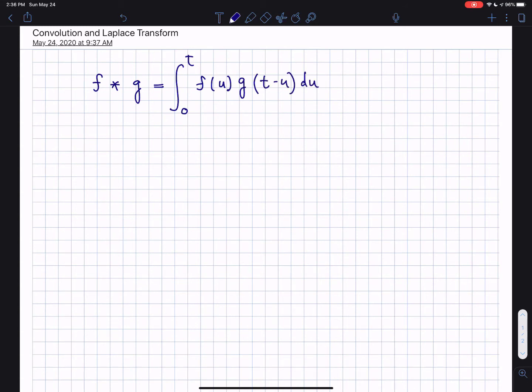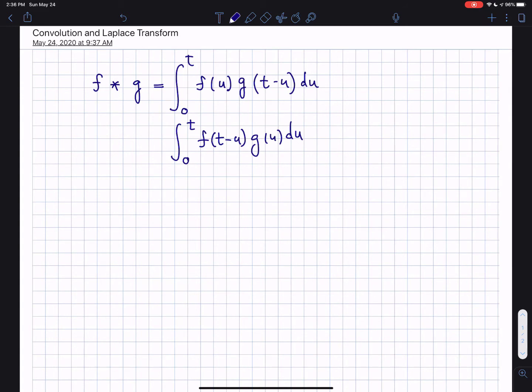It's just a special integral defined, or you could even write this as the integral from 0 to t of f of t minus u g of u du. It's commutative, so f convolved with g is the same thing as g convolved with f. So mathematically speaking, convolution is just a definition of a special integral, and from a purely mathematical point of view, you'd just say, okay, whatever.